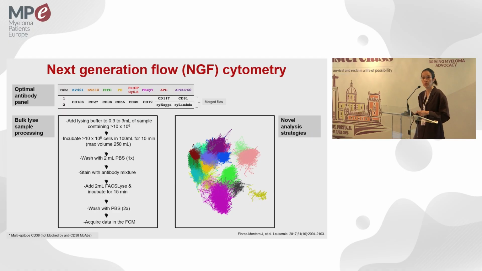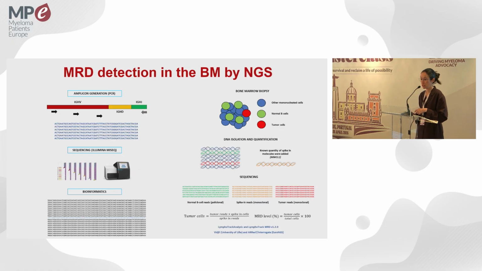We use two tubes, and we are currently using a new standard operating protocol, not new anymore, called next generation flow. But basically, we are able to identify with this methodology, with flow cytometry, clonal plasma cells in the marrow of patients with myeloma based on aberrancies in the surface of the cells and based on the restriction of the light chain, which is a marker of clonality, basically. So this is what we use to assess MRD in the bone marrow using next-generation flow.